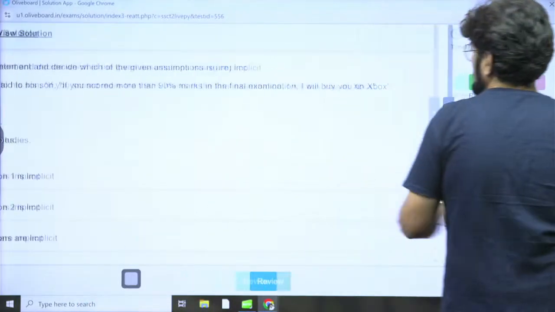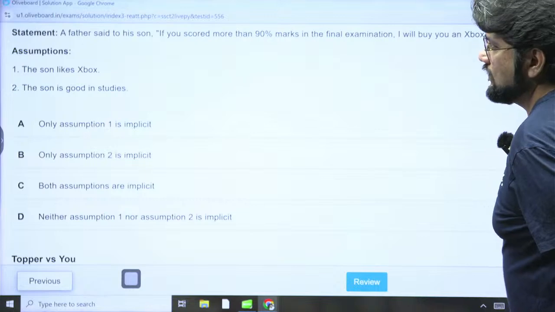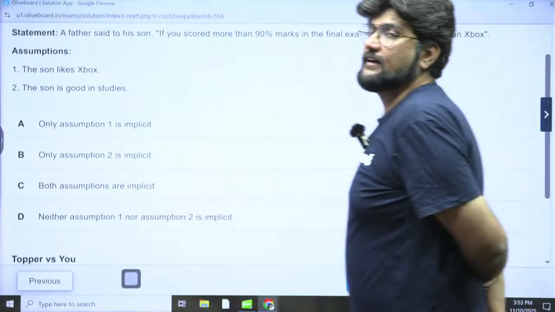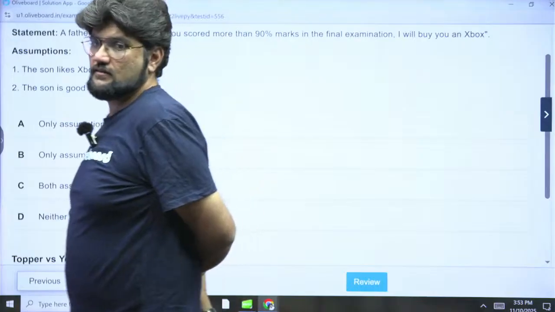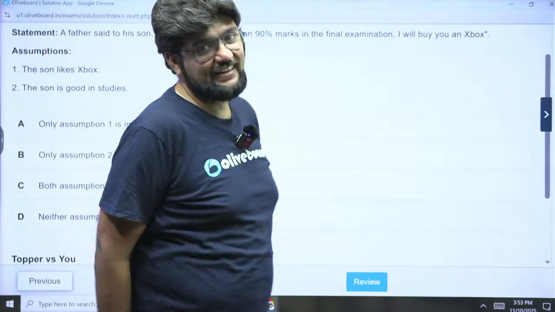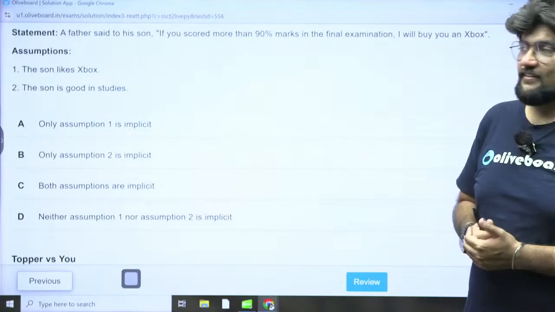Question number 28. The statement says, a father said to his son, if you score more than 90% marks in the final exam, I will buy you an Xbox. Now, while saying this, what is the father assuming? Think like that. While bribing his son, that if you score good, I'll give you an Xbox, what is he thinking? What is he assuming?